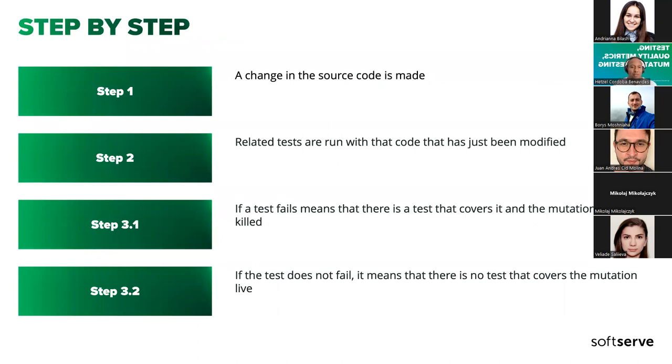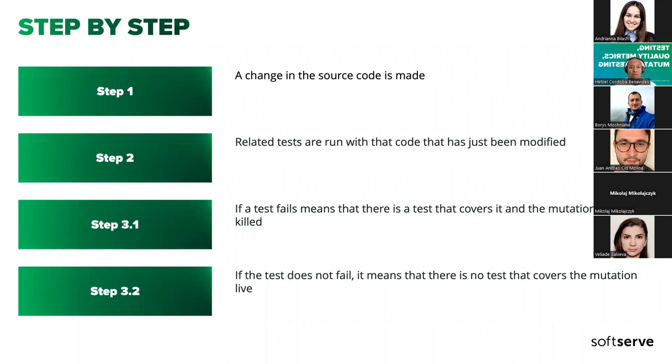So in the step-by-step, it's doing the things that I told you about. It's going to change the source code. After that, the second step is going to run the related tests. A mutation test has a disadvantage: based on the application size, it can take more time than expected. If the application is very big, it can be running one day, two days, in order to have the first report of the mutation testing.